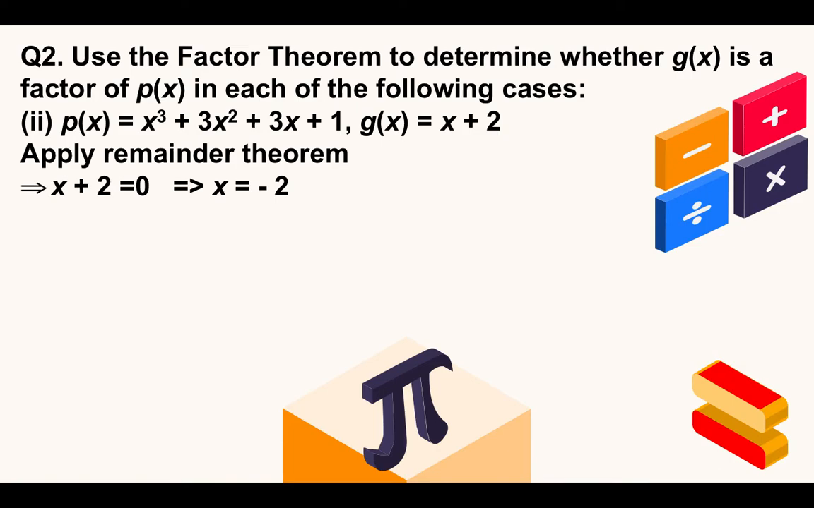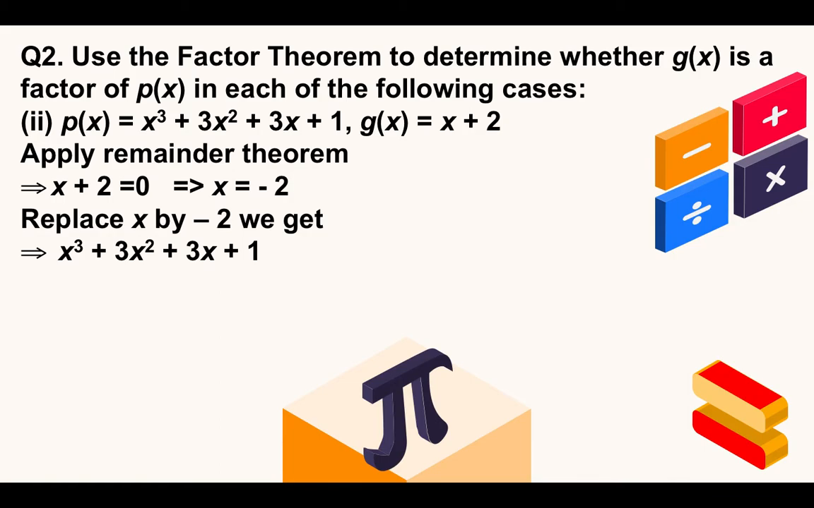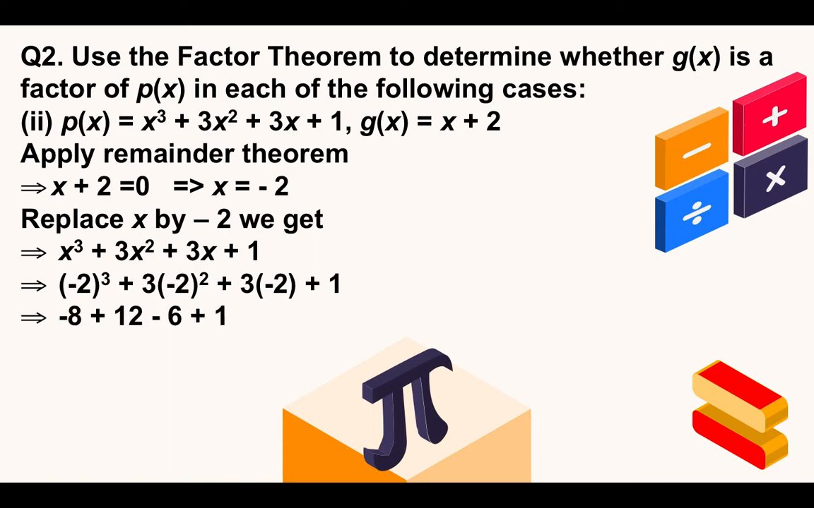So I'll replace the value of x in the given polynomial. Instead of x, I'll write minus 2 everywhere. So x cube means minus 2 whole cube, plus 3 into x square means 3 multiplied by minus 2 whole square, plus 3 into x means 3 into minus 2, plus 1. So I get minus 2 whole cube, which will be minus 2 multiplied by minus 2 again multiplied by minus 2. So the answer is minus 8.